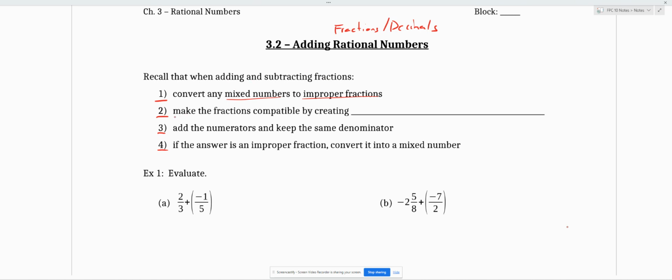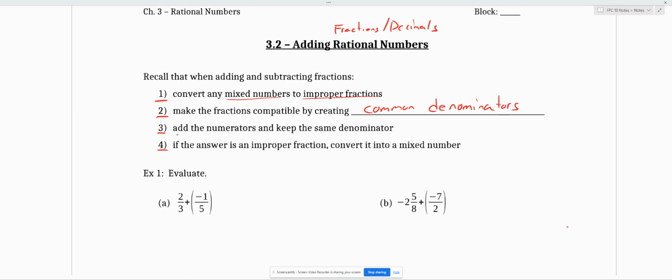Now we're going to make fractions compatible. They need to be the same size, which means we need to create common denominators, same number on the bottom. Okay, you've done that a lot in previous years in middle school. We're going to do it some more to get really comfortable with it.